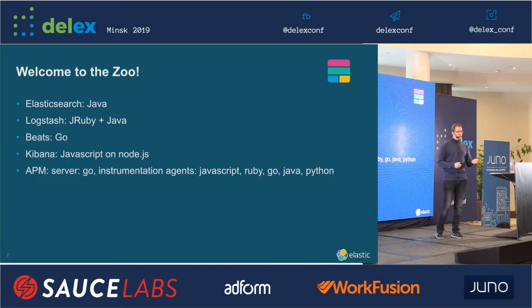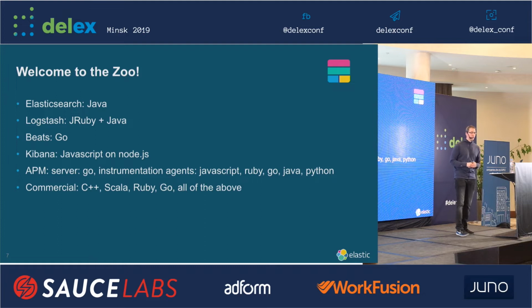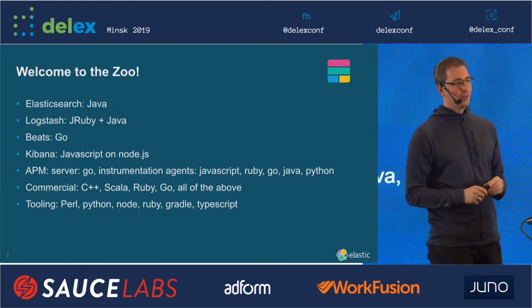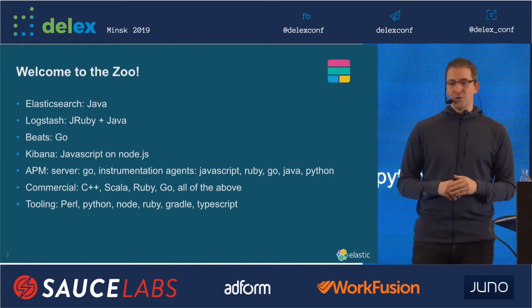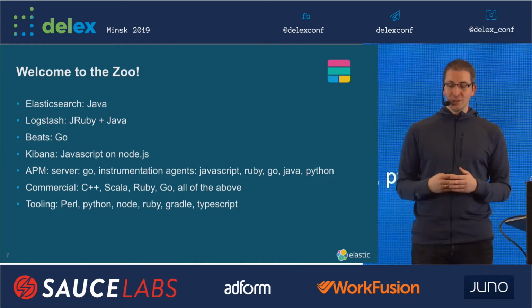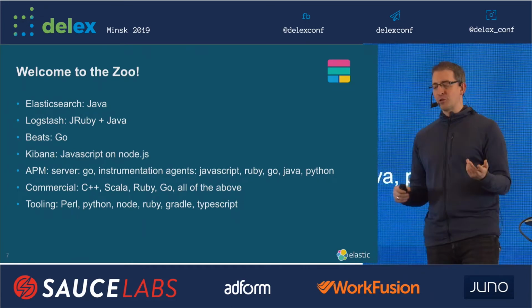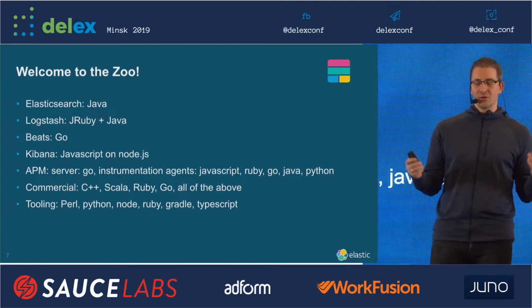APM is, the server is written in Go, but we have instrumentation agents, which are again written in their respective languages. Our commercial code is written in C++, Scala, Ruby, Go, and of course all of the products above have commercial extensions. Tooling, of course, has to be written in Perl, even in 2019. Our documentation generation, for example, is a really big Perl script. And of course, you have Python, Node, Ruby, all these kinds of scripting languages.